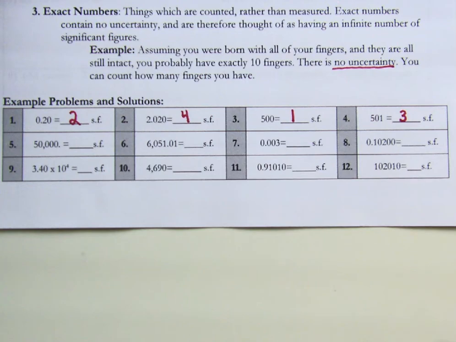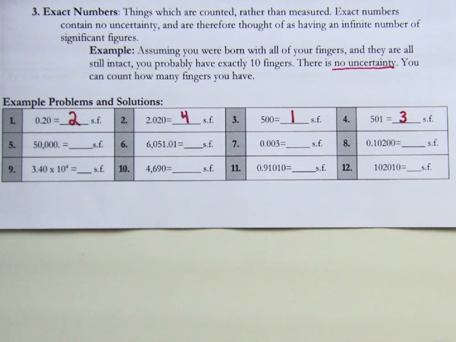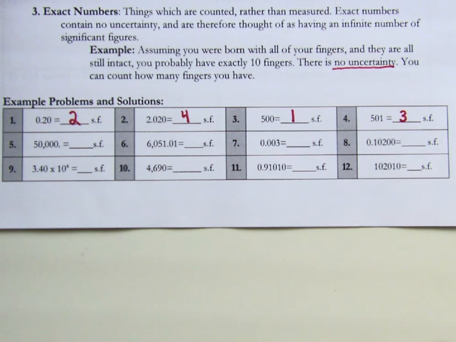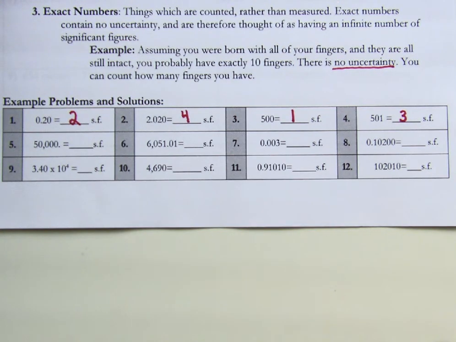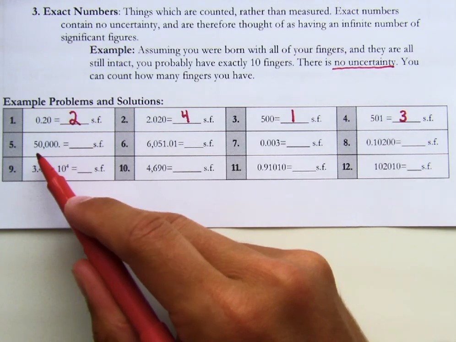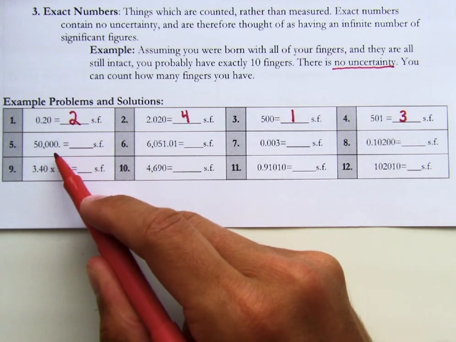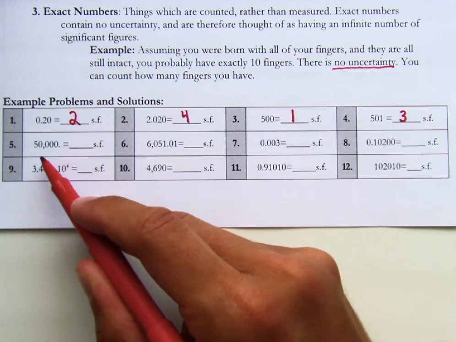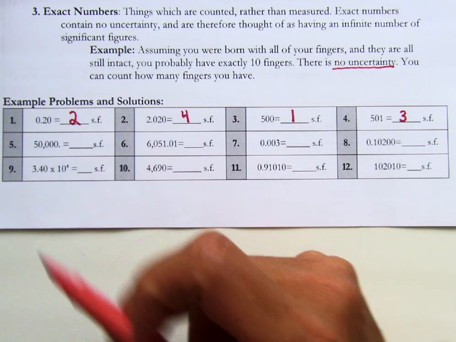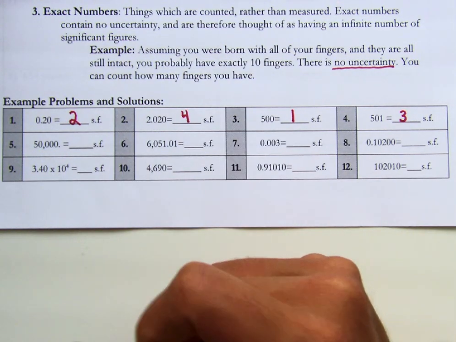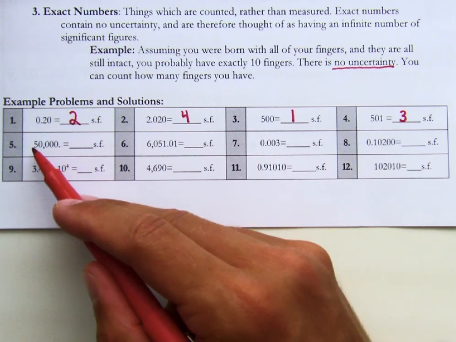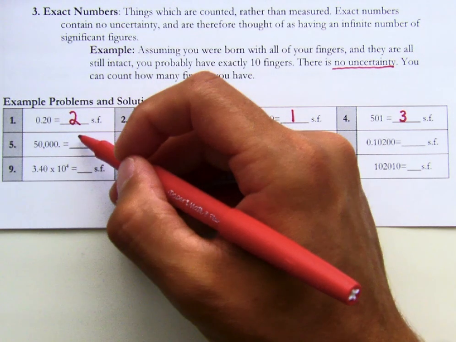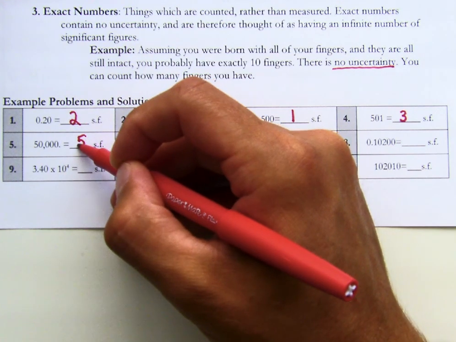Next we have 50,000. Now this has four trailing zeros. These are all trailing zeros. Trailing zeros are only significant if the number has a decimal point in it. Does it have a decimal point? Yes, right there. So all of the trailing zeros are significant. That means we have one, two, three, four, five significant figures.